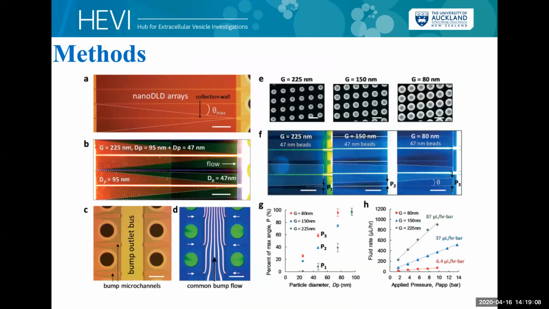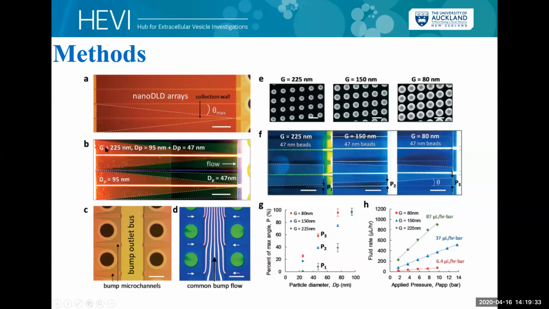So the first thing they did before they even got to EVs was to just test this on fluorescent beads, which makes sense. It's a lot easier to see, and you don't want to waste your time if the design isn't very good. And so you can see that they come in kind of sets of two, where the deflection basically merges two separate arrays into a single outlet stream. So all the large particles will get focused here, and that's what you see here with the fluorescent beads.